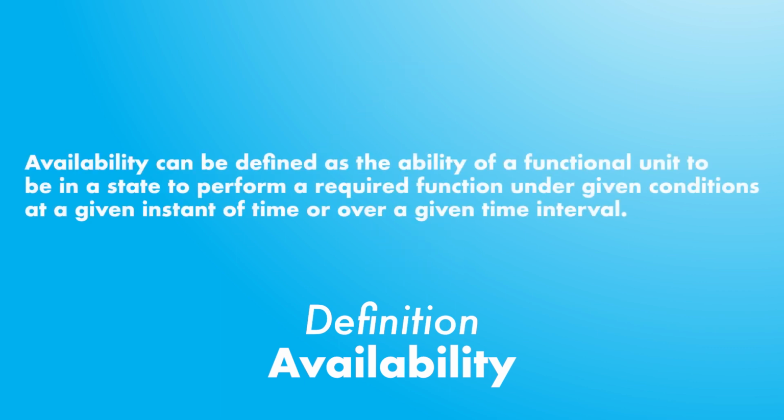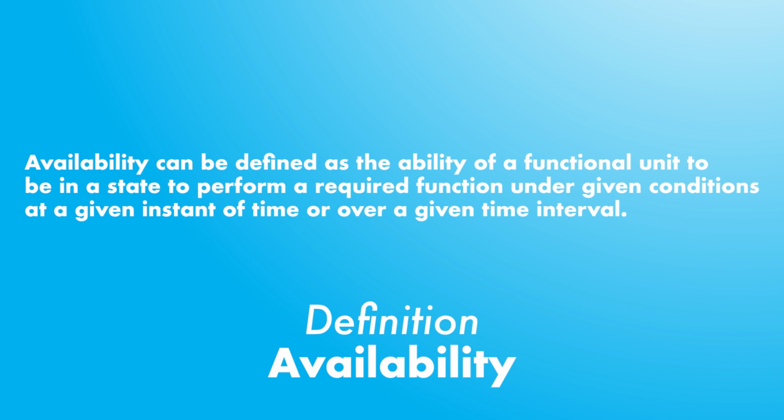But let us look first at the formal definition of availability. Availability can be defined as the ability of a system to be in a state where it can perform its required function in a certain environment, or in other words, under given conditions, at a given instant of time or over a given time interval. As you can see from the definition of availability, the classification of availability is flexible, it varies according to the downtimes, to the definition of the downtimes, and the time span to which it refers.